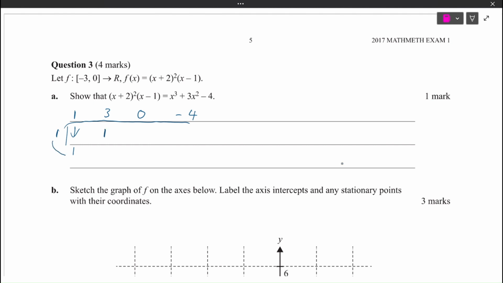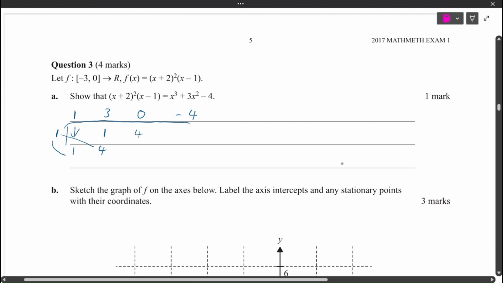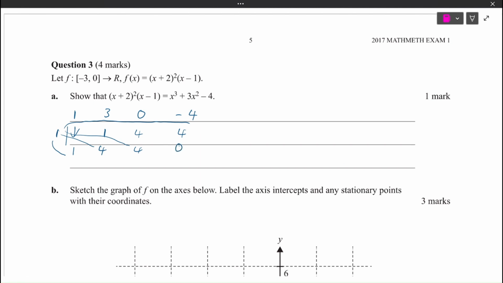So 1 times 1 is 1, we put it there. Add 3 and 1, which is 4. And then 1 times 4 is 4. And 0 plus 4 equals 4. And 1 times 4 is 4 again. 4 plus negative 4 is 0. And that's basically proving that x minus 1 is a factor of this expression.